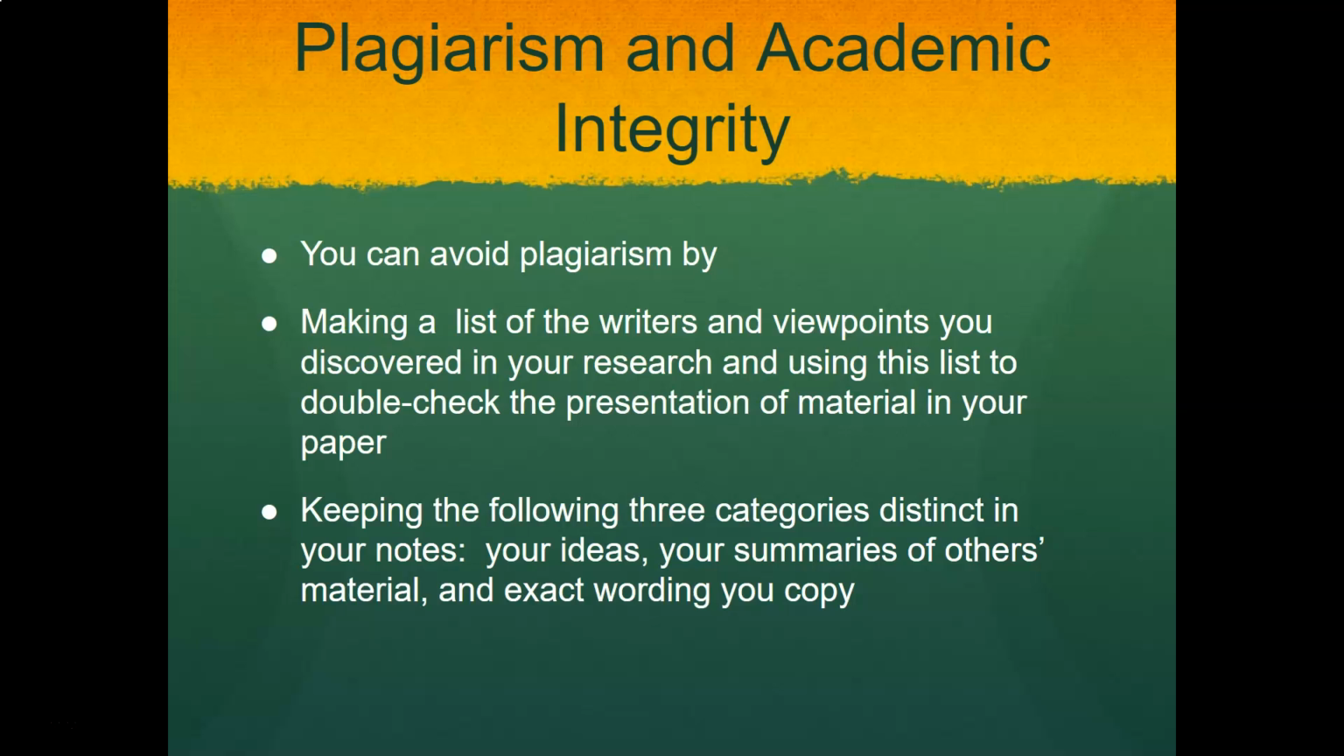You can avoid plagiarism by making a list of the writers and viewpoints you've discovered in your research and using this list to double check the presentation of material in your paper. And by keeping the following 3 categories distinct in your notes: your own ideas, your summaries of others' material, and exact wording that you've copied. So if you're copying anything, just go ahead and stick quotation marks around it immediately. Write the author, write the source, write the page number if that applies, to protect yourself later from possibly committing plagiarism.